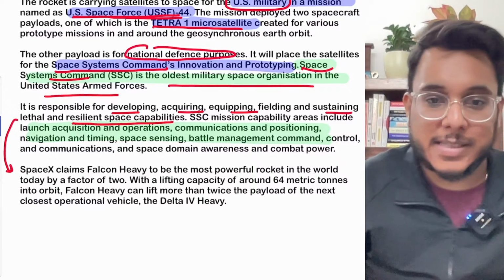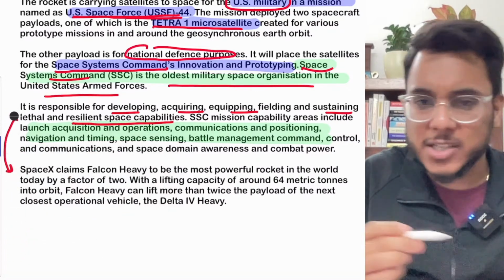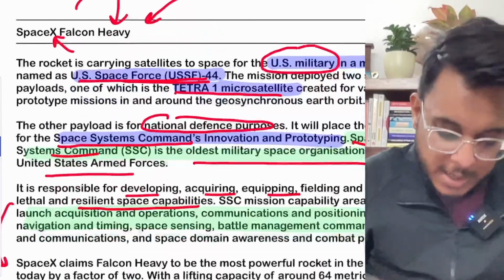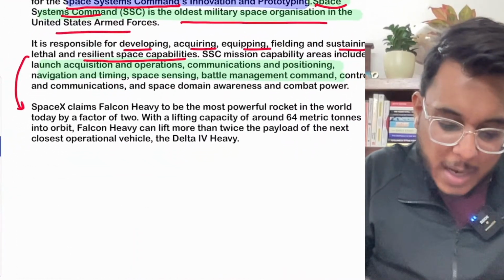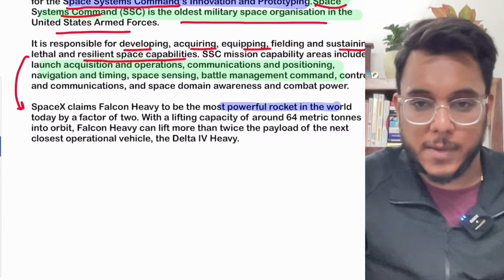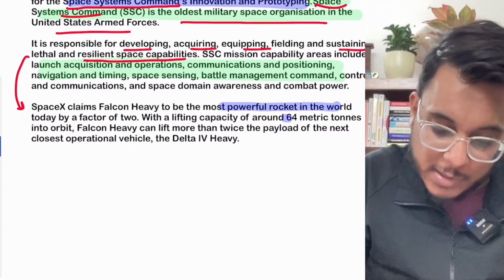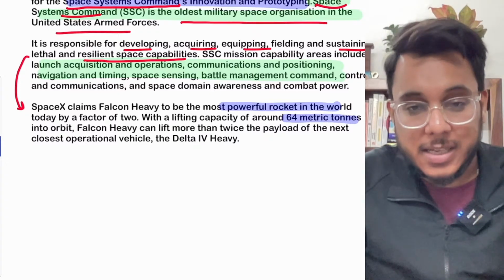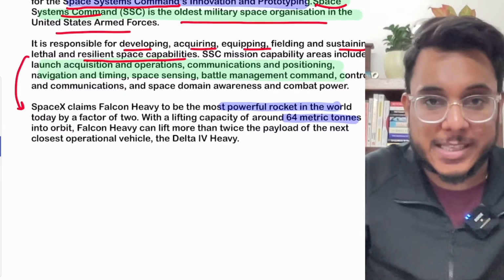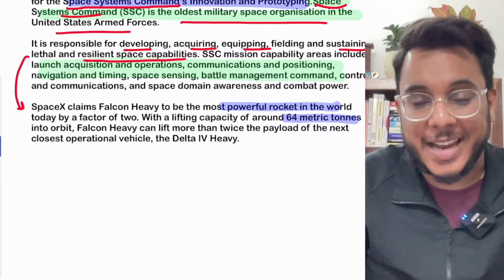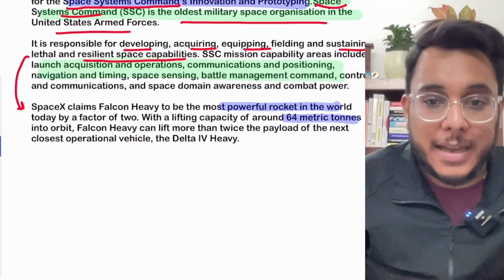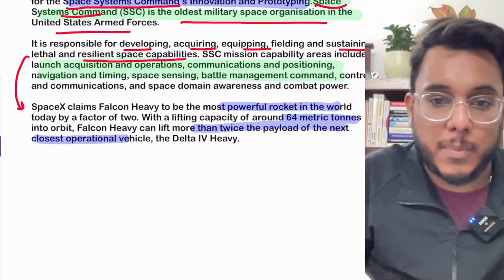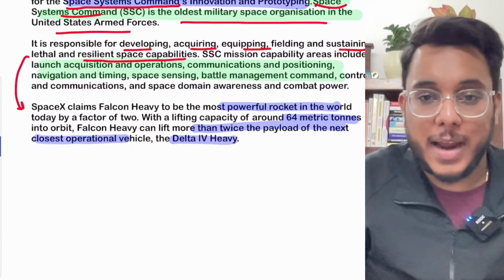Now, as SpaceX has launched this particular satellite, let's talk a little bit about the SpaceX Falcon Heavy. SpaceX Falcon Heavy is the most powerful rocket right now in the world. It has a lifting capacity of 64 metric tons. So it can actually lift a 737 jetliner aircraft. And it can carry twice the payload of the next closest operational vehicle, the Delta 4 Heavy.